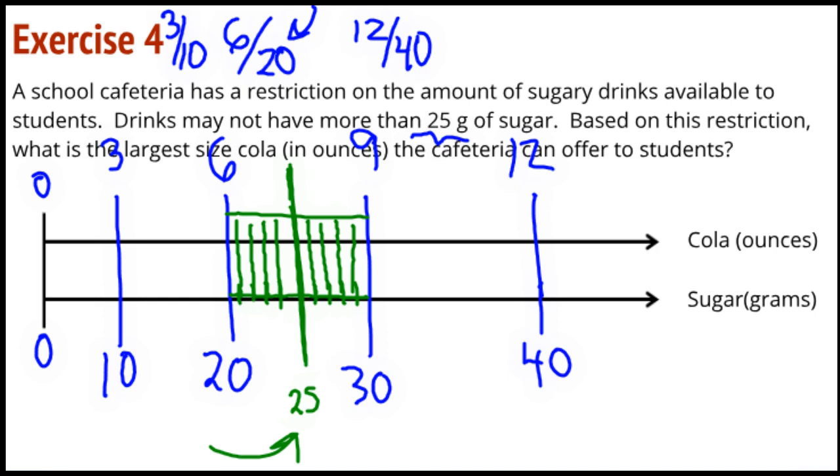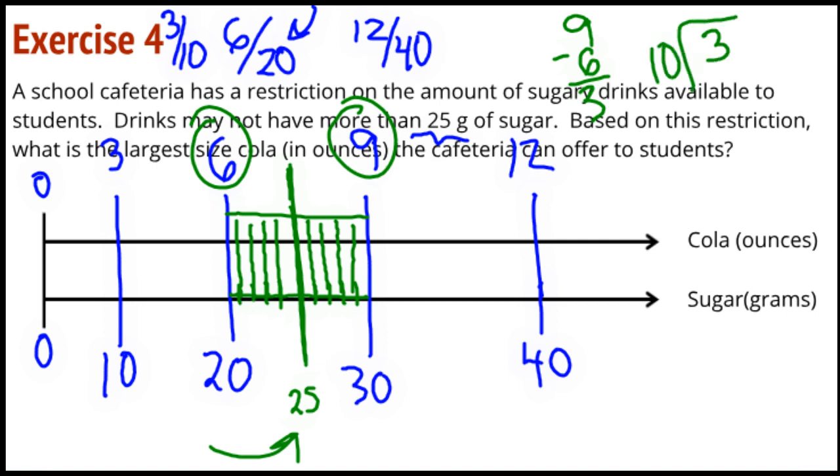Now I need to figure out where are the ounces that go with that. Well, I've got 6 and I've got 9, and I know that I want halfway in between those two. And I know that I've got 10 pieces because I counted by ones between 20 and 30. So the difference here, 9 minus 6, is 3. And that 3 has to be cut into 10 pieces. 3 divided by 10, or a fraction of, oh, wait a minute, that looks an awful lot like a decimal. 3/10. So each one of my little lines here is going to be 3/10.